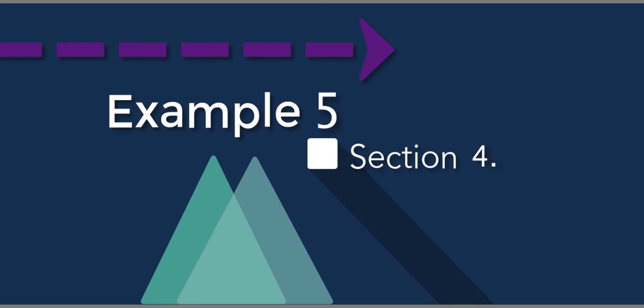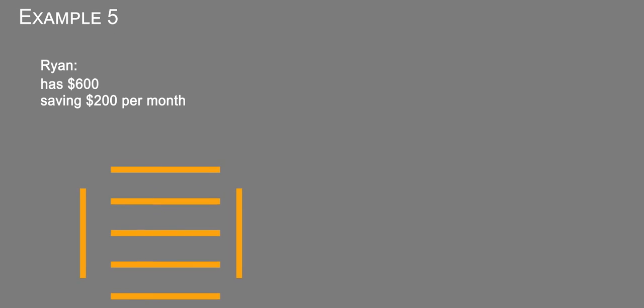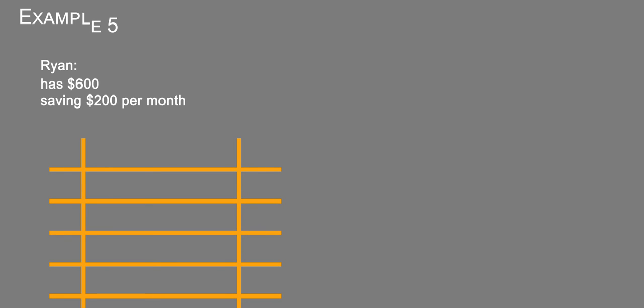With example 5, we are told that Ryan is saving money for a new car when he turns 16. He currently has $600 and plans to save $200 per month. We're asked to write a linear function to represent his savings for any number of months, m. And we're also asked to make a function table to find the total savings for 3, 6, 9, and 12 months, and then asked to graph the function.